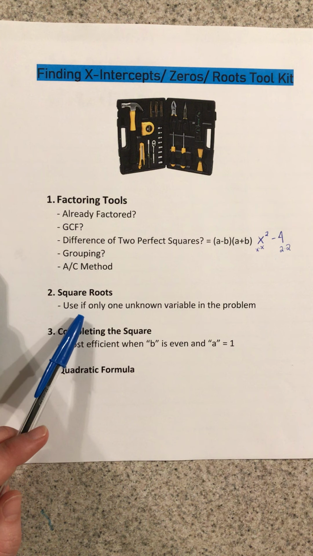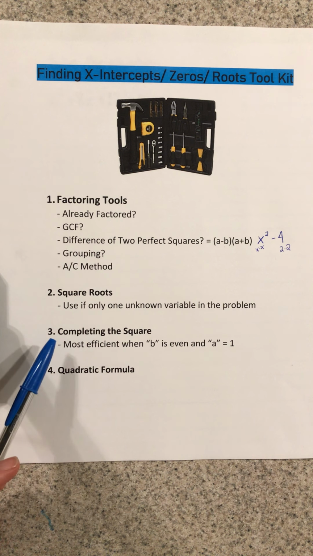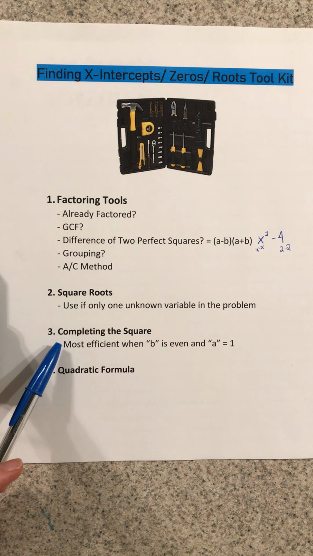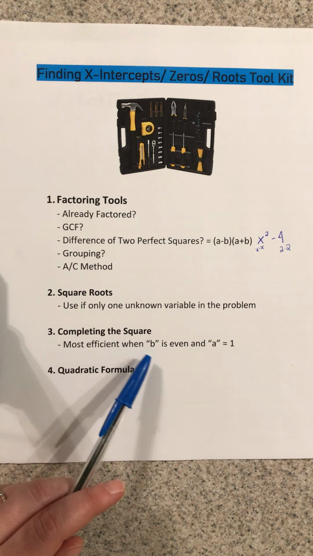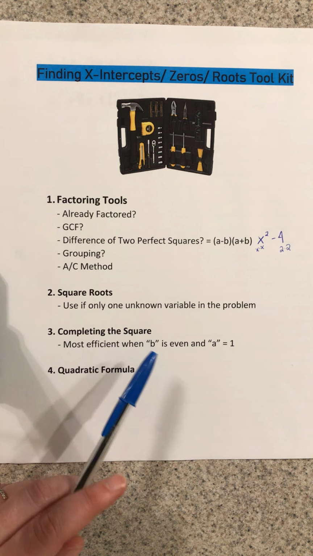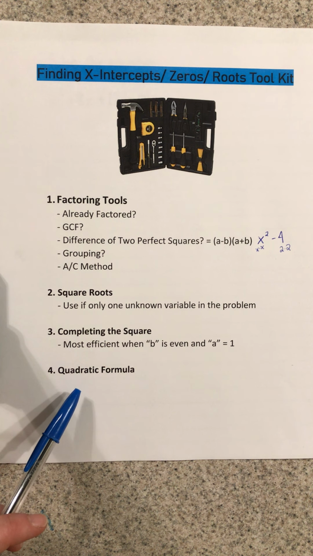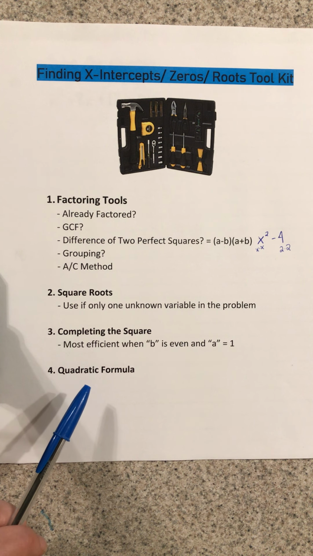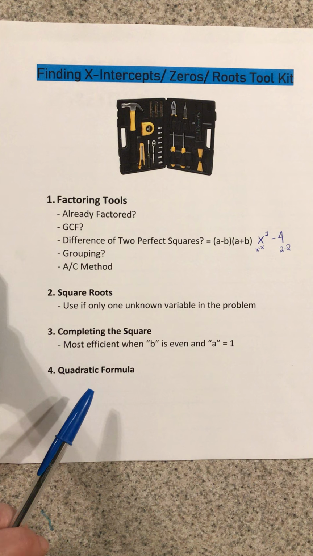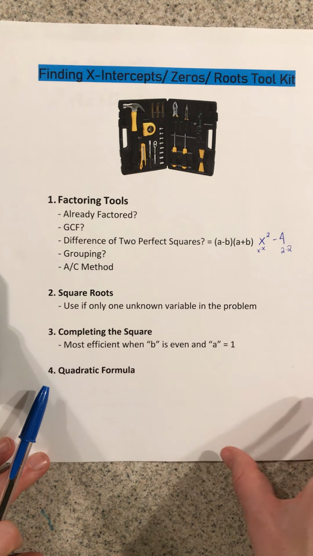Square roots. That works well if there's only one unknown variable in the problem. Completing the square, we went over most previously, which works for a lot of problems, but is most efficient when your b variable is even and your a equals 1. And then your last tool in your tool bag is the quadratic formula, which does work for any problem, but isn't always the quickest method. So our goal today is to choose the method that we think is going to work fastest.